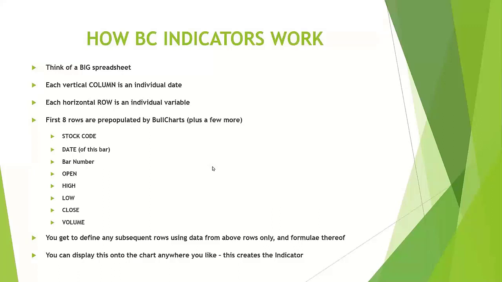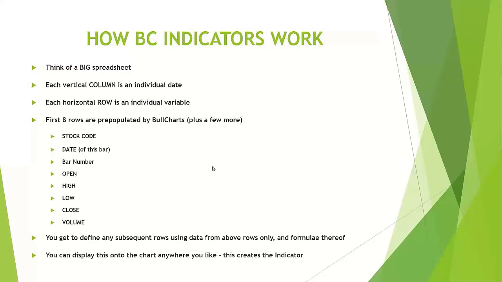And there'll be more than one for every stock, because the next line is the date of this particular vertical bar, this particular column. So Combank will have an entry for the 1st of the 1st, 2020, 2nd of the 1st, 2020, 3rd of the 1st, 2020, and so on. And then when you get to the NAB, it'll have 1st of the 1st, 20, 2nd, all that. So every stock within the bull charts environment will have a bar for every day that it has data, and that bar is identified as a Combank bar or a NAB bar, whatever.